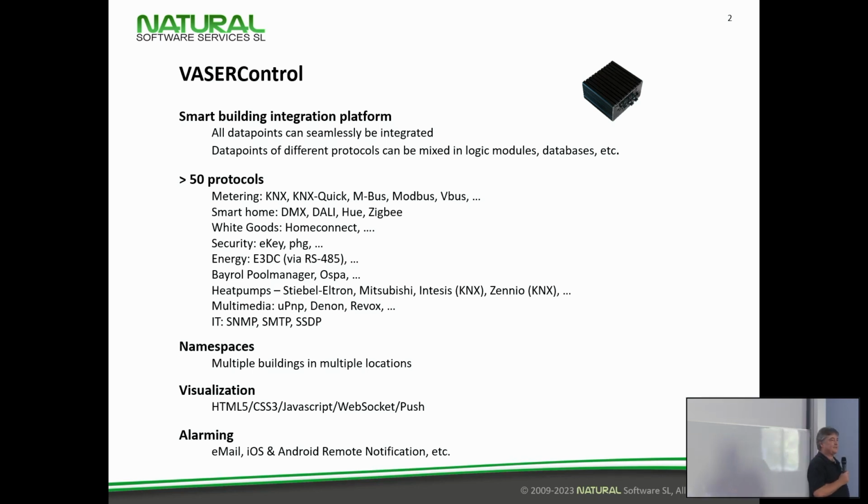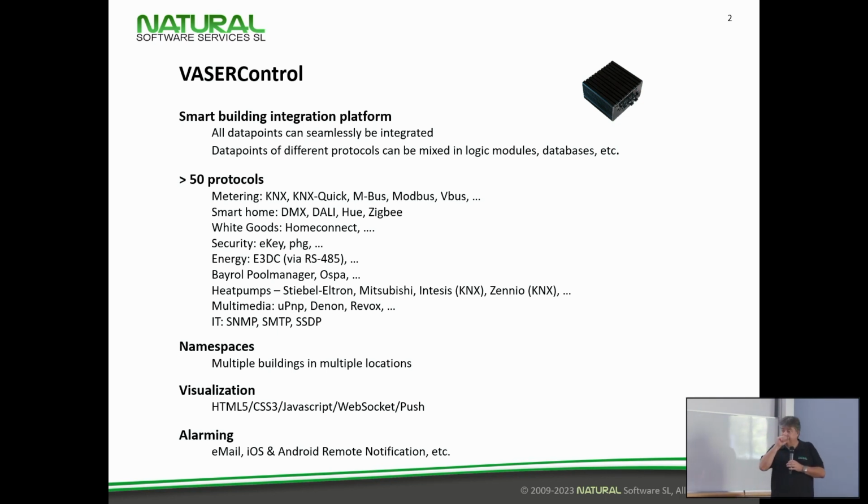VASER control itself is a product we have had on the market for 15 years. It's an integration platform for home automation systems. So all of the protocols you usually find in a smart home, you can integrate in one platform. You can have everything work together.